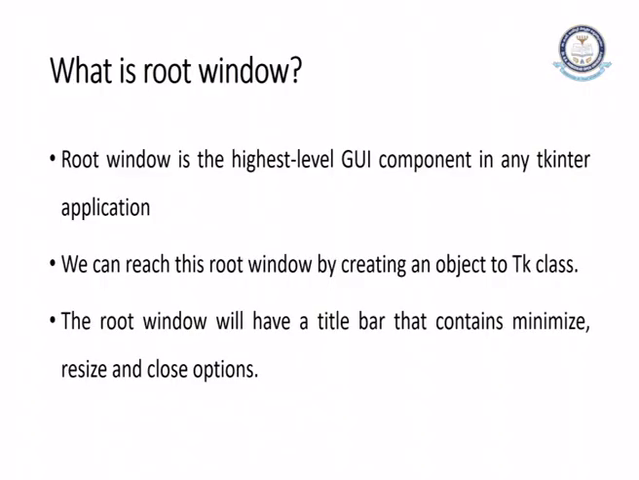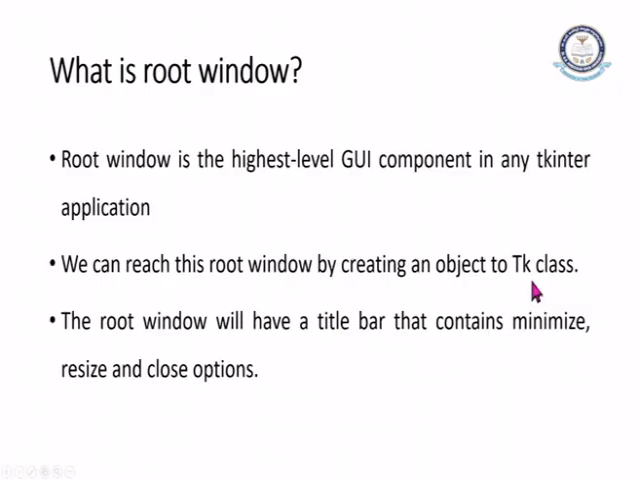Then in the second step, as we covered just now, we need to create the root window. Before that, we must know what the root window actually is. The root window is the highest level GUI component in any Tkinter application. In simple terms, in any Tkinter application, first we need to create a root window. After that, we can create the widgets. We can get this root window by creating an object for the Tk class. This is a very important point.